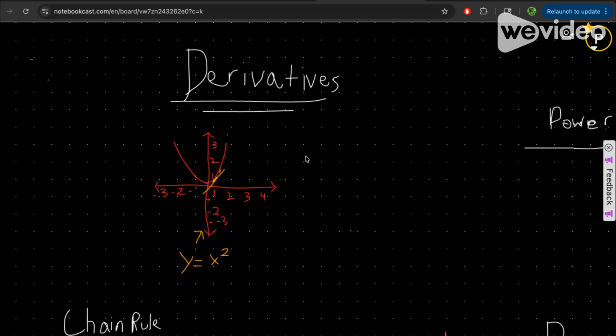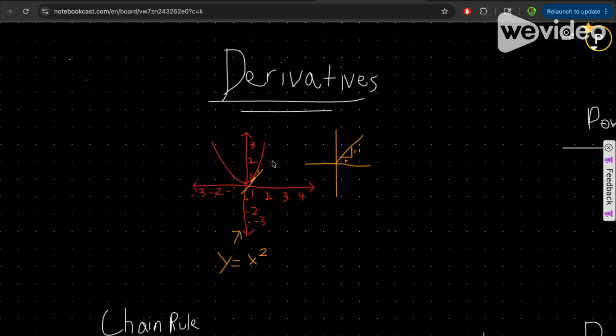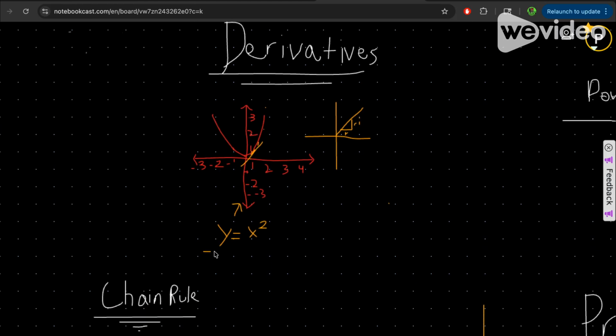In previous grades, you have learned that the slope of a linear graph, in this linear graph, is rise over run. I would put R here, and Ri, rise over run. So how would you find the slope of something like a quadratic? Let's say its equation is y equals x squared.